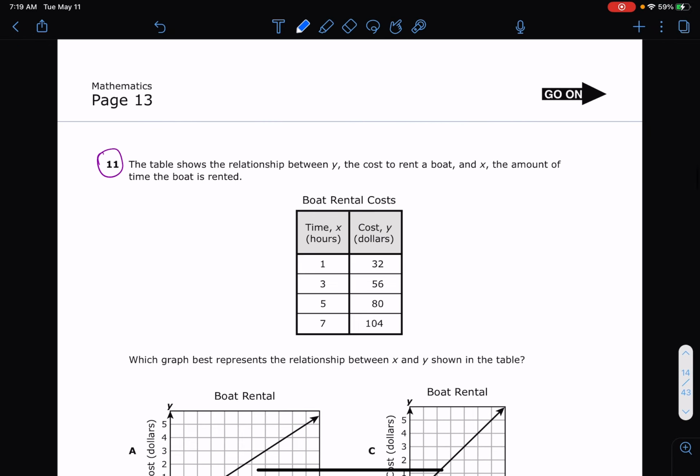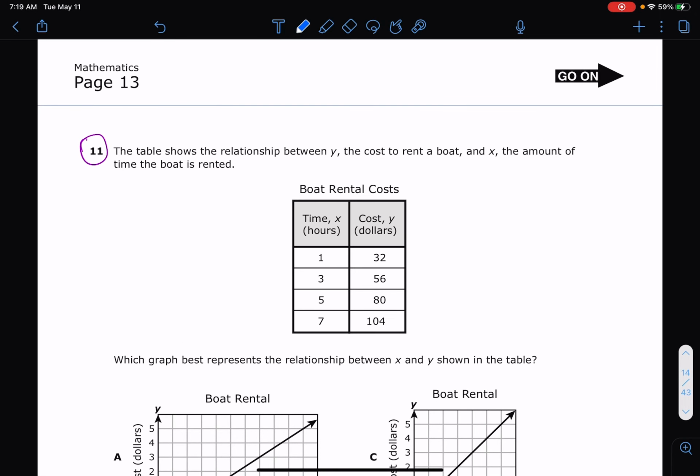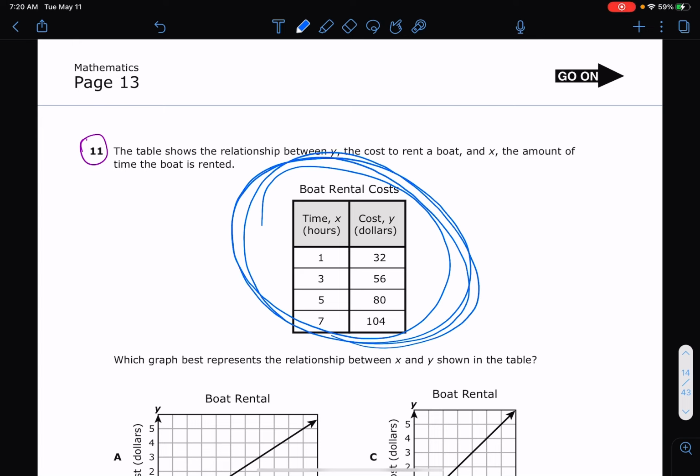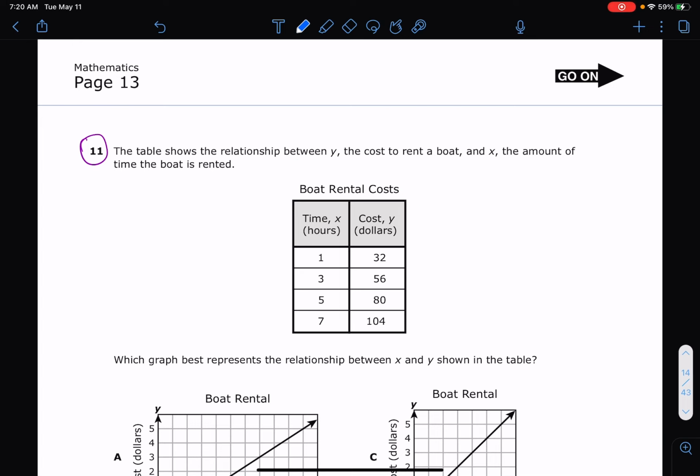Number 11 is also very easy. Let's read it. The table shows the relationship between Y, the cost to rent a boat, and X, the amount of time that the boat is rented. Remember, translate. The table, la tabla, this is the table, shows, enseña la relación. Relationship is relación entre Y and X, Y y X.